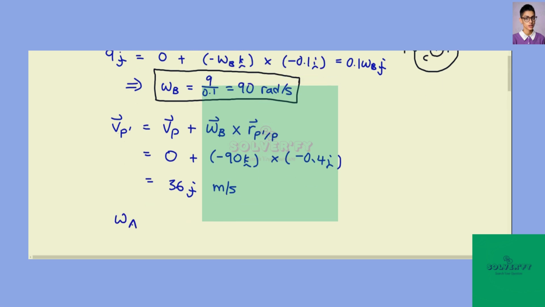Then omega A is equal to Vp prime divided by Ra. This is equal to 36 divided by 0.2 meters, and we get 180 radians per second. This is counterclockwise.